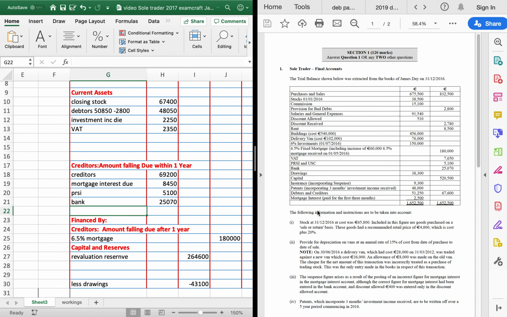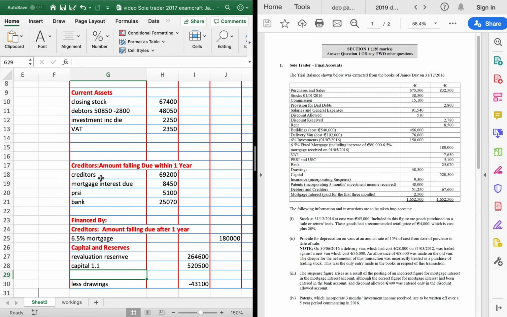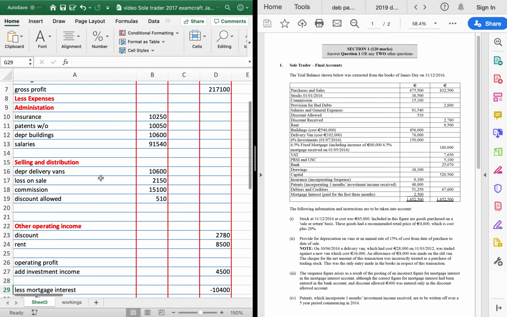Drawings we've done. Capital is capital and reserves, 520,500. Insurance, incorporating suspense we've done. Patents we've done. Debtors and creditors we've done. And mortgage interest paid was used to work out mortgage interest due. So we should be finished and hopefully it balances. Find out in a minute.